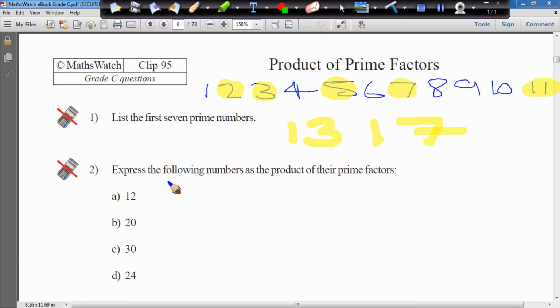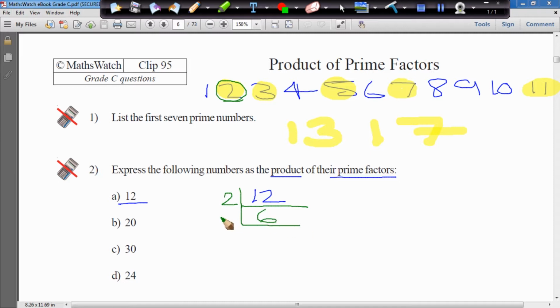Okay, now, express the following numbers as the product of their prime factors. Let's start with number 12. So this is how we're going to do it today. Is everybody familiar with the bus stop method? This is the upside down bus stop method. So 12 divided by, we divide by the first prime number we know, which is 2. So 12 divided by 2 will give us 6.